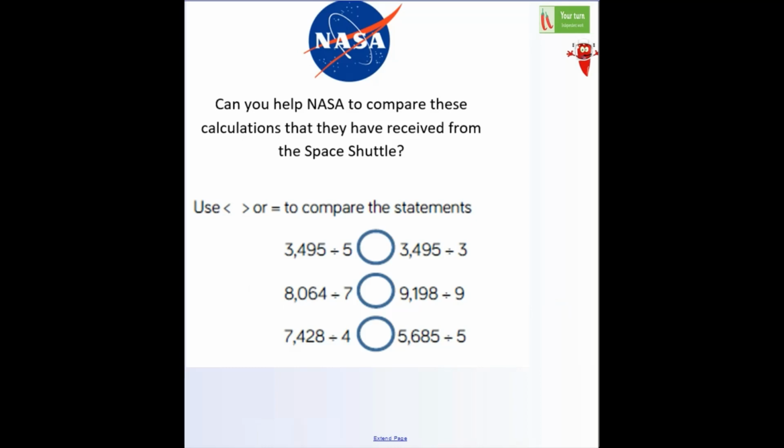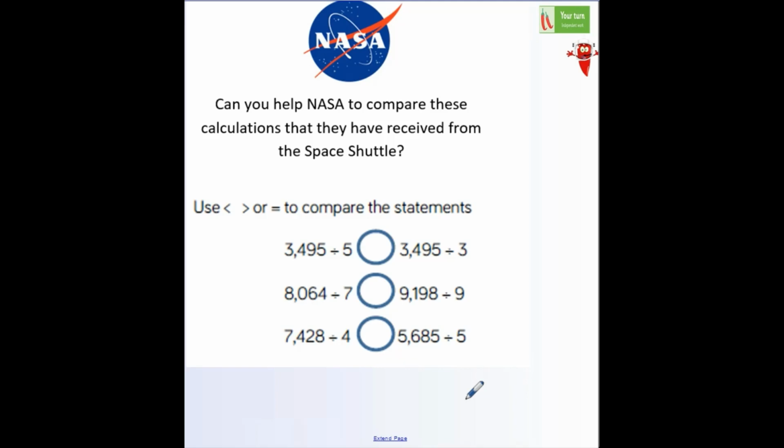Chili 1, this is your final question. It says, can you help NASA to compare these calculations that they have received from the space shuttle? Use greater than or less than or equal to compare the statements. So what you'd have to do, Chili 1, is to work out the answers to each of these and then decide whether it's more than, less than, or equal to. Pause the video now, Chili 1, because this is your final question.